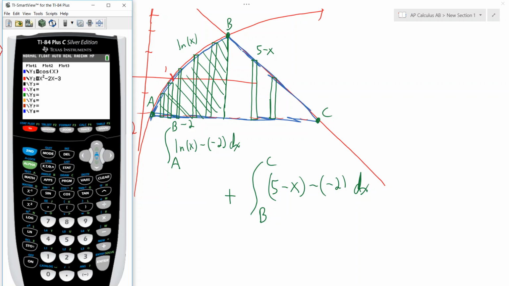So let's graph ln. Let's graph 5 minus x. Delete the rest of this junk. That's not what I want to do. And let's graph negative 2. Oh, we're not going to be able to see the other. I got to change my window. Got to make my x max bigger so I can see what's going on. We're going to go out to 10.